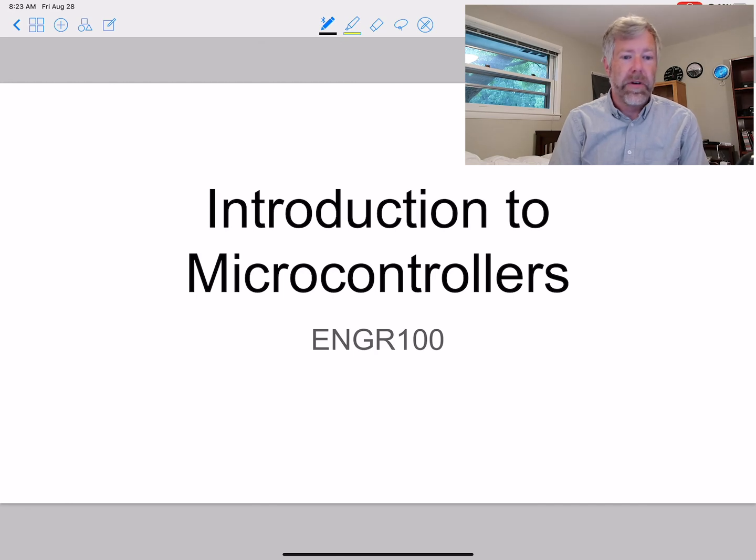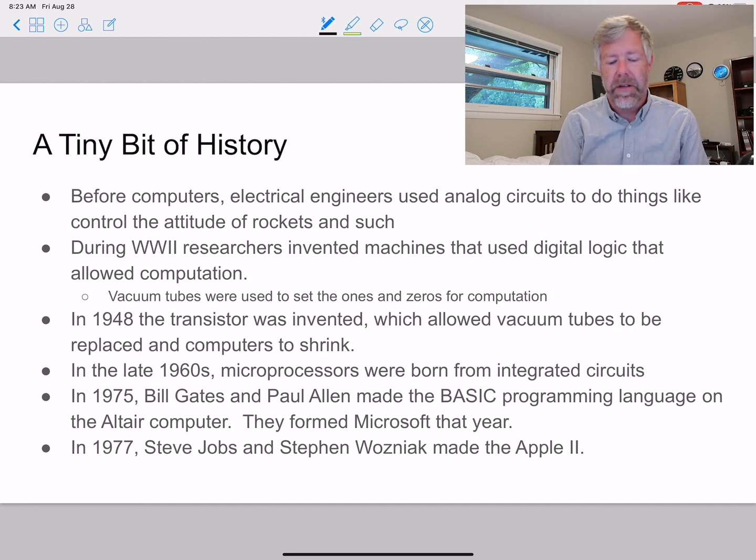For this lecture, we're going to talk about microcontrollers: what they are, how we can use them, and how we select a good microcontroller. First, let's talk a little bit about some history.